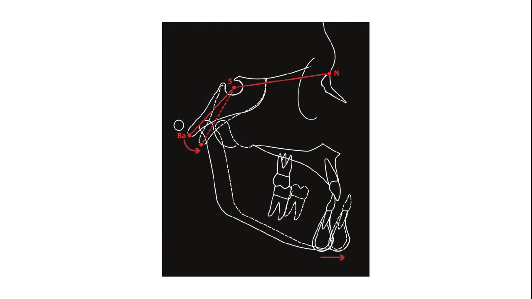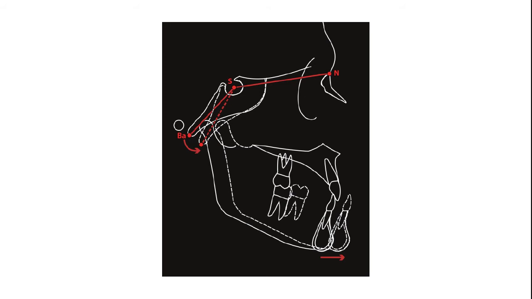The next is the cranial base saddle angle. Its average is known to be 130 degrees plus or minus 5 degrees. The saddle angle is so termed as the angle centers at sella, which is the midpoint of the sella turcica. It is Latin for Turkish saddle. The saddle angle, N-S-Ba, is the angle formed between the anterior and posterior cranial base.